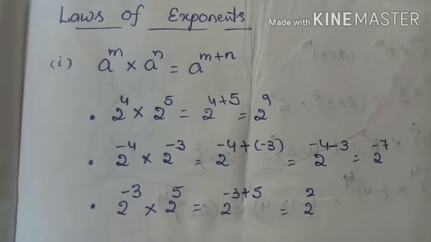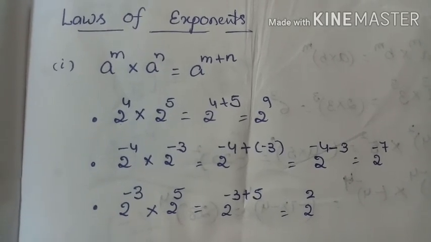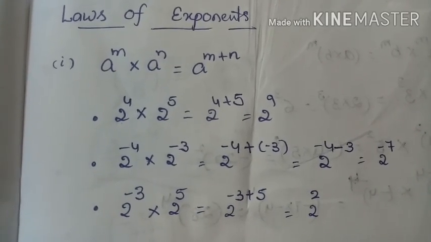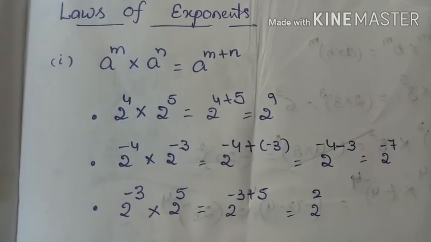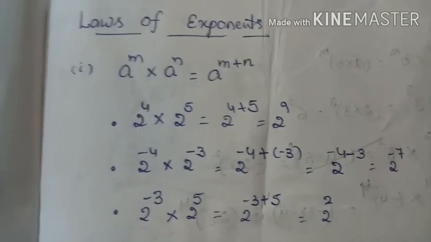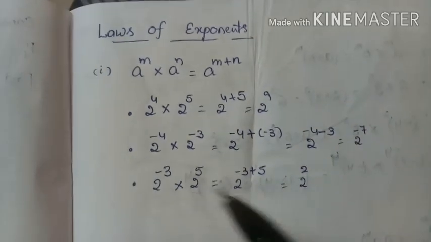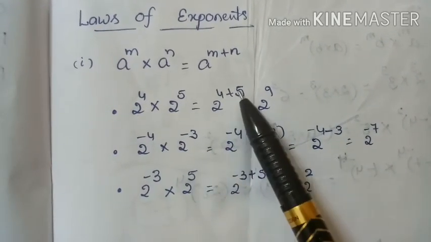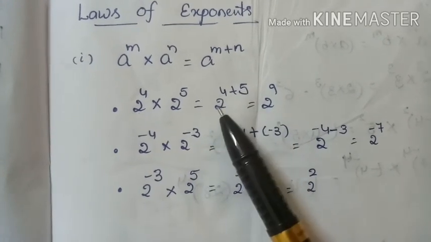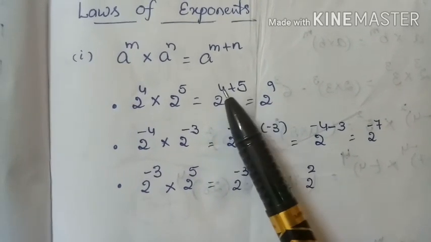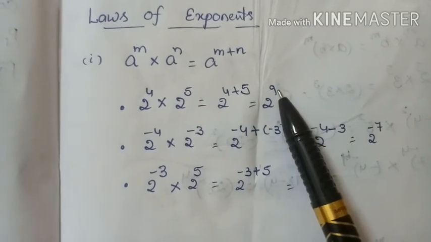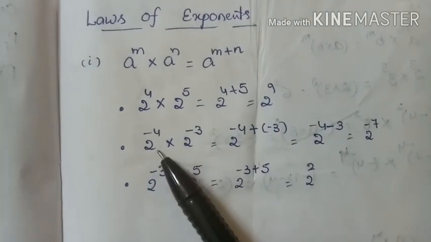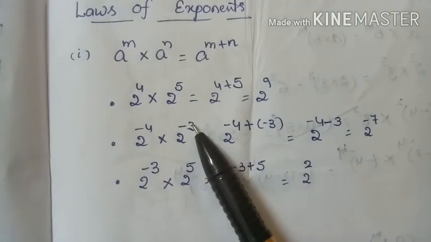Here base is 2 and operator is multiplication. So 2 power, what are the exponents? In the first one 4 and second one 5. So add the powers. So 2 power of 4 plus 5, that is equal to 2 power of 9. Okay. Next one, 2 power of minus 4 into 2 power of minus 3.